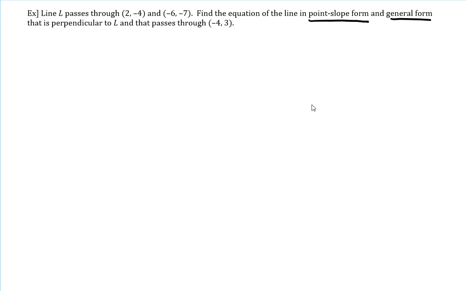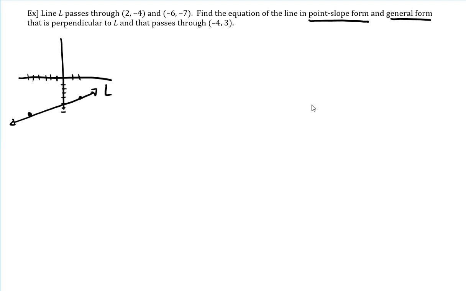All right, so on this, it says line L passes through those 2 points. So we could sketch that. Let's go ahead and sketch it. So we've got 2 and negative 4, and then negative 6 and negative 7. Okay, so we can see that it's going up from left to right. So this is our line L.